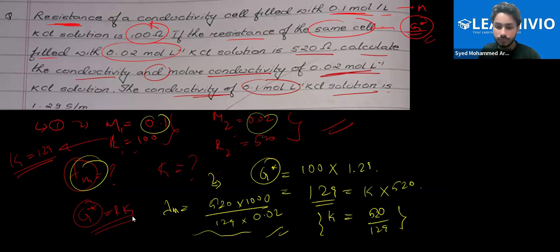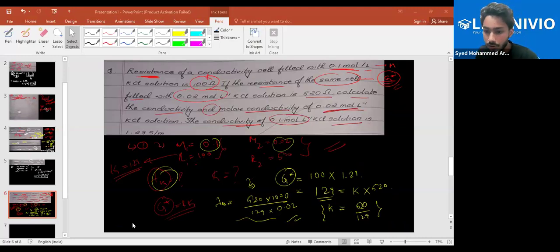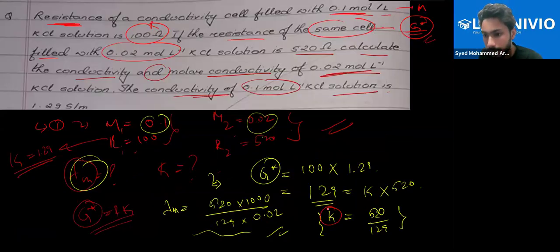Is K 520 by 129, or what? Is it 520 divided by 129? This is K. Or is it 129 multiplied by 0.02? Is it 129 by 520, or is it the other way around? K, this one, once again.